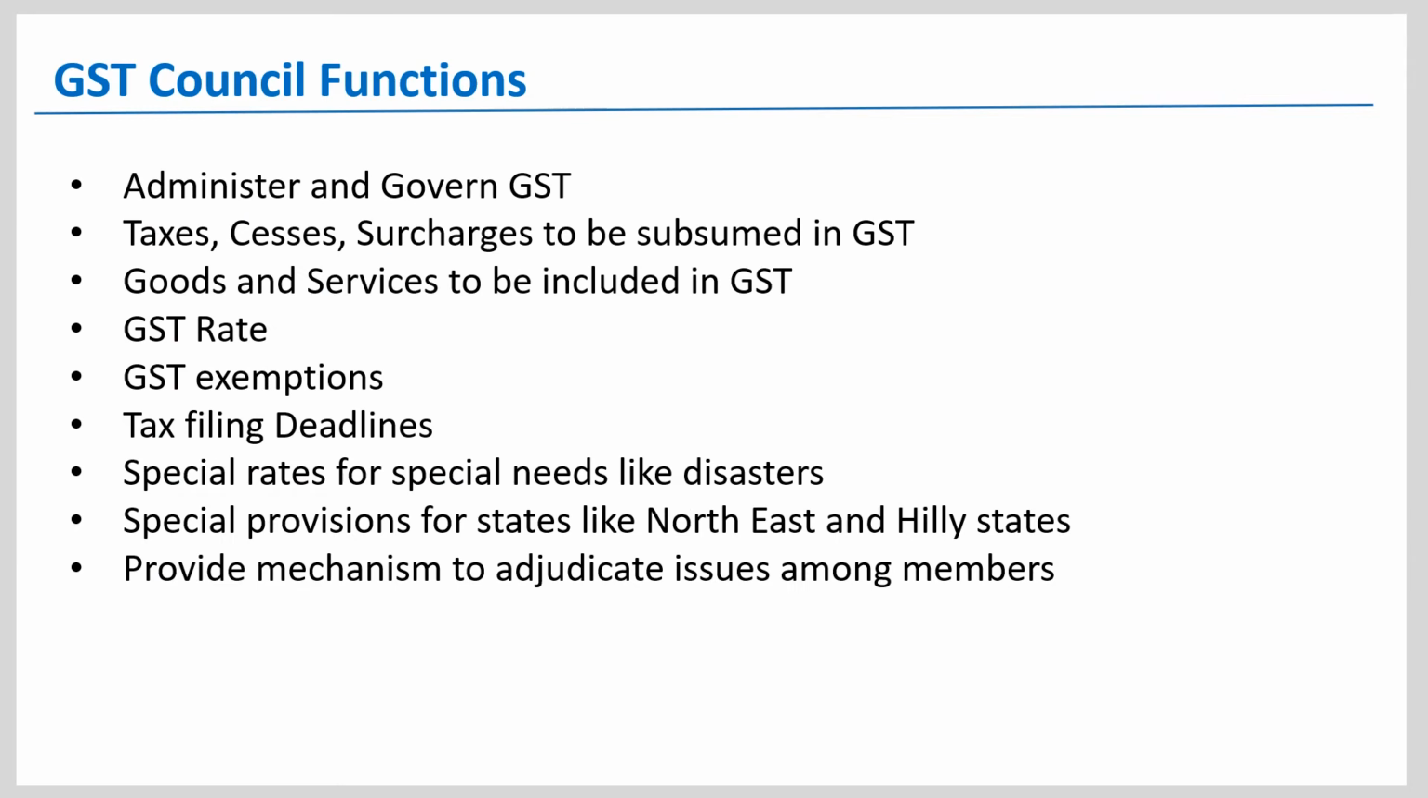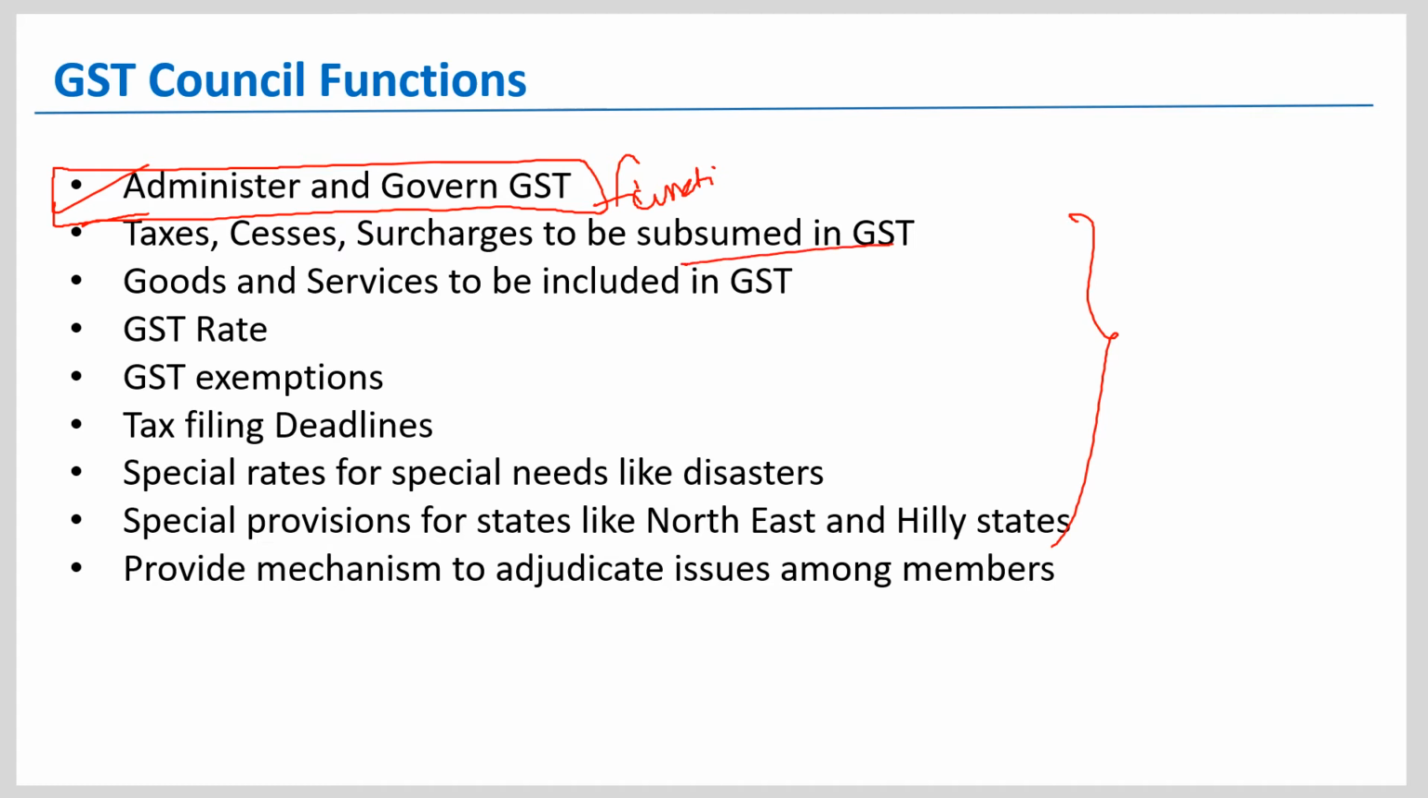Let's come to the main GST Council functions. Obviously, the first and foremost is to administer and govern GST. This is the overarching function of the GST Council. Within this there are various detailed tasks: what kinds of taxes and surcharges are to be subsumed in GST, what kinds of goods and services are to be included, and what rates apply, like some have a 5% rate, some have an 18% rate. Different goods have different GST rate structures according to the needs of the economy. That is also decided by the GST Council. Exemptions and tax filing deadlines are also decided by the GST Council.